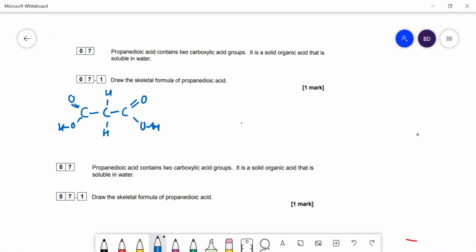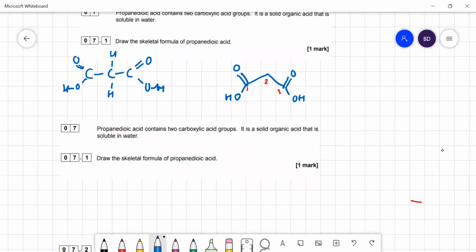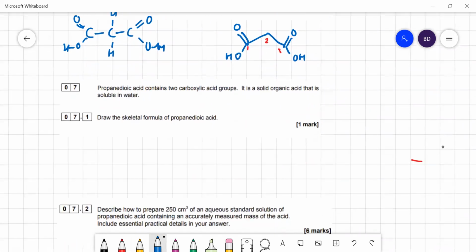Okay, so what's that going to be? That's going to be like this. We've got 3 carbon atoms there, 1, 2, 3. And on the 2 end ones, you have got carboxylic acid groups. So draw that, and that. Okay. Right, so that's that. The next question.